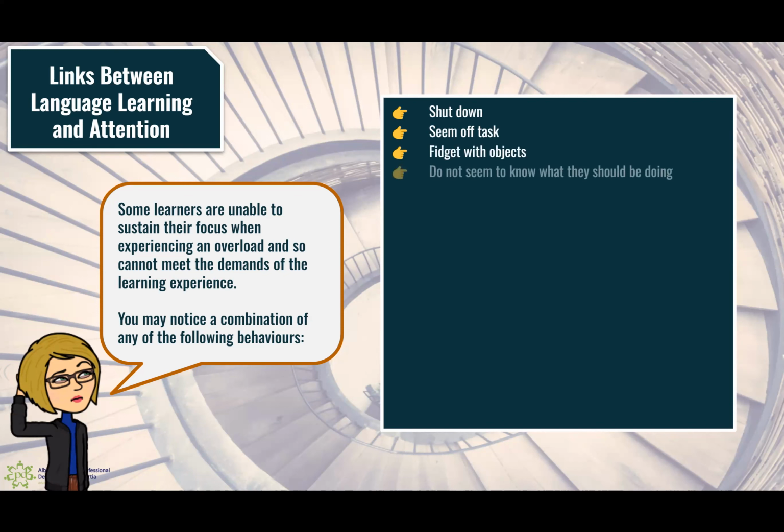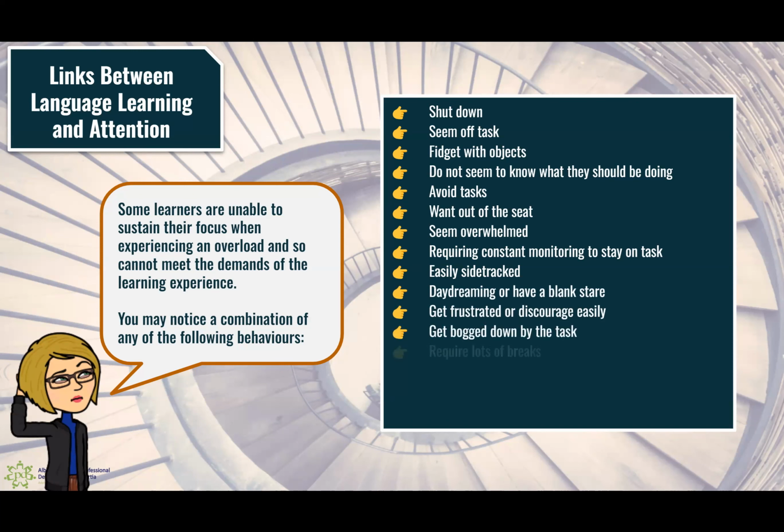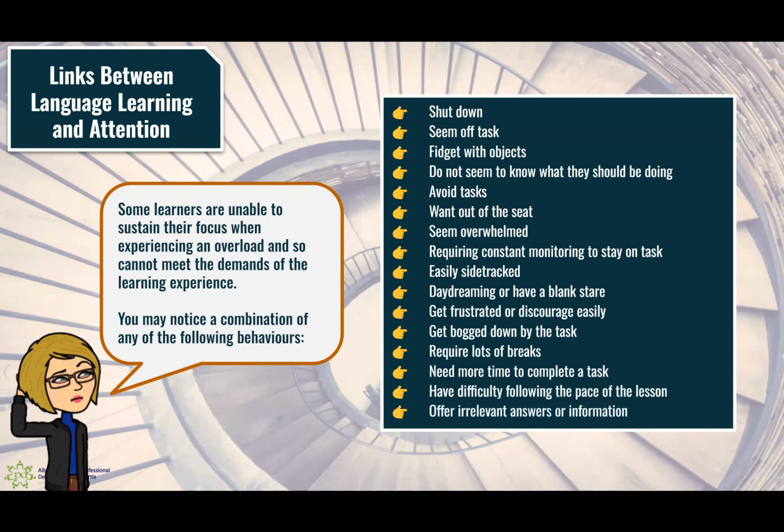Maybe some fidgeting. Maybe you didn't know what you should be doing. Maybe you avoid some tasks. Maybe you want out of your seat. Maybe you're overwhelmed. Maybe you need constant monitoring to stay on task. Maybe they're easily sidetracked, daydreaming, having that blank stare, or frustrated, or they get bogged down by the task and need lots of breaks, or need more time to complete a task, or have difficulty following the pace of the lesson, or offer irrelevant answers or information.